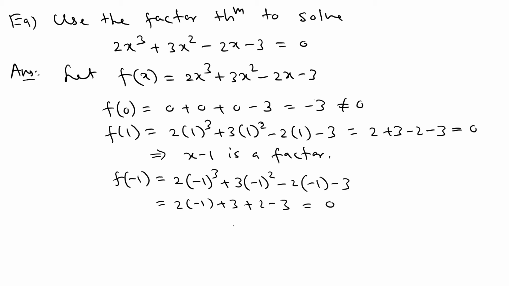So this implies that x minus minus 1, in other words x plus 1, is a factor. That's what the factor theorem says. So we already found two factors: x minus 1 and x plus 1. We only need one more. So what we can do is use long division or synthetic division to find the other factor.